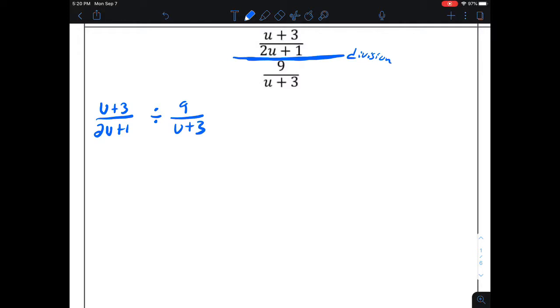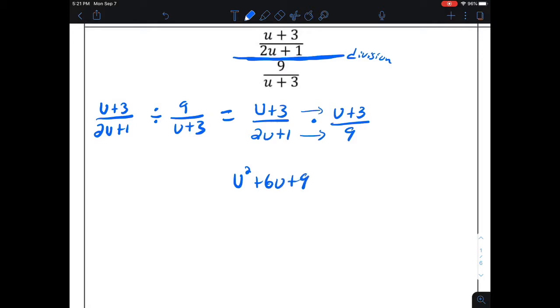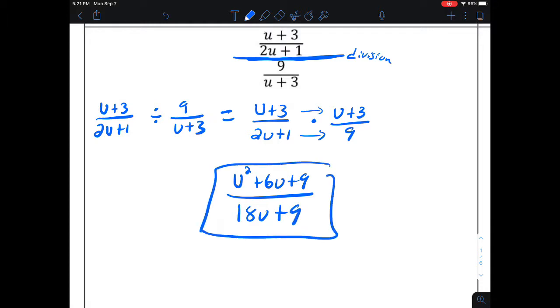And then when you divide fractions, you're actually multiplying by the reciprocal, so I do skip, change, flip: u plus 3 over 2u plus 1 times u plus 3 over 9. And then now we multiply our fractions, top times top, bottom times bottom, and go from there. So then we're going to have u squared plus 6u plus 9 over 18u plus 9. And that's about all we're going to do.